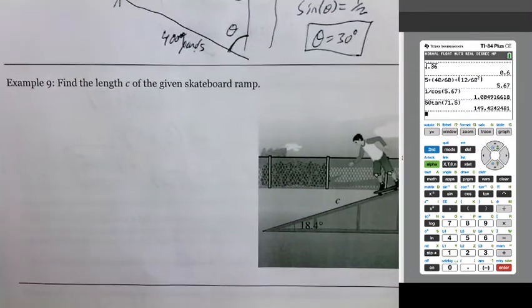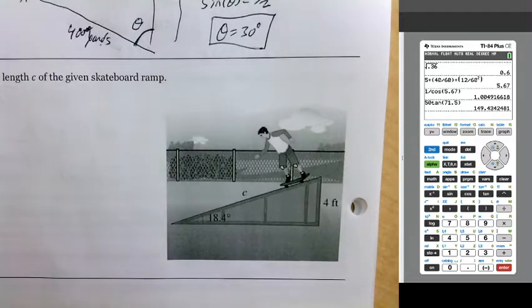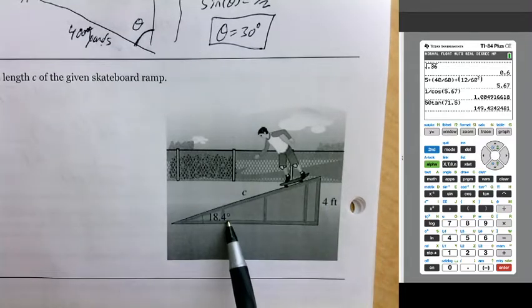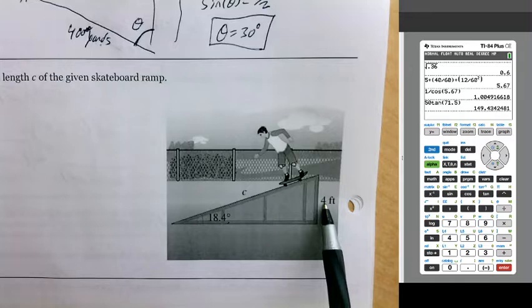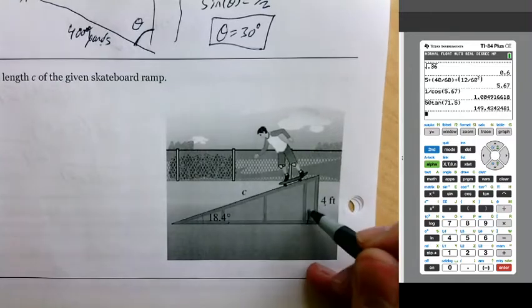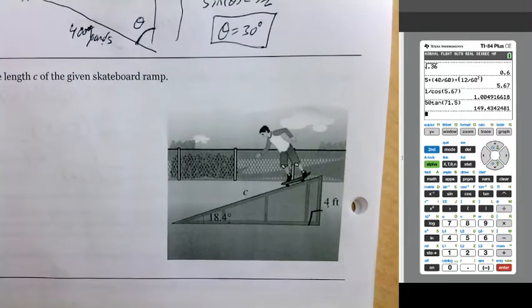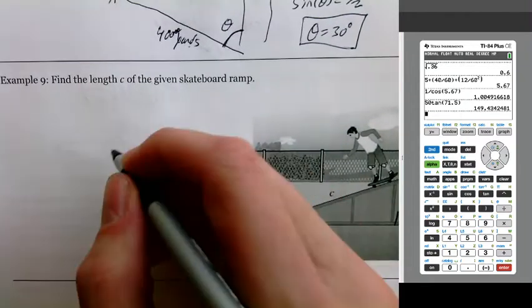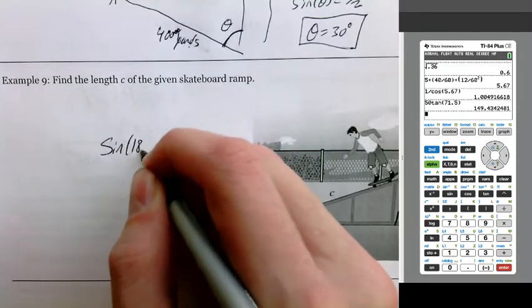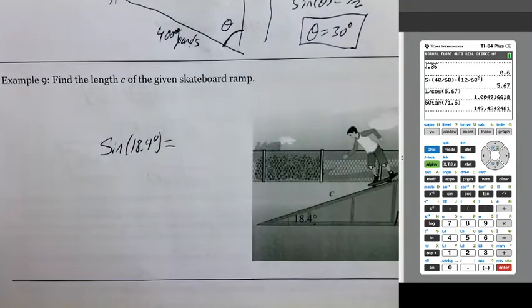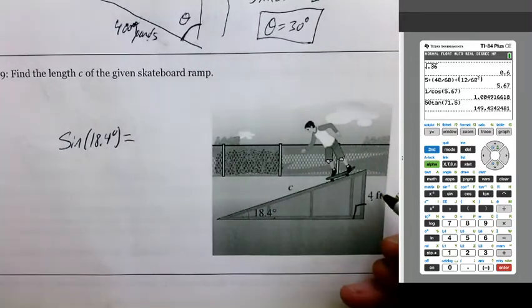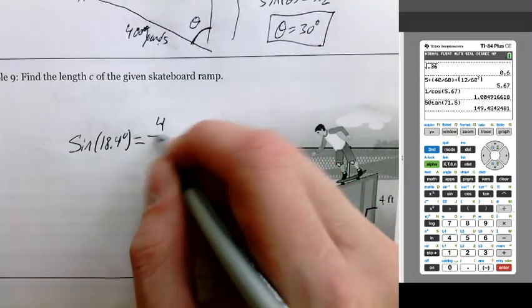Find the length C of the given skateboard ramp. We have this angle 18.4 degrees. We're given 4, which is the opposite side. This is a right angle down here, so we are indeed working with a right triangle. We want to find C, which happens to be the hypotenuse. So what relates the opposite side to the hypotenuse? That's going to be sine once again. So sine of 18.4 degrees is equal to opposite, which is 4, over hypotenuse, which is C.